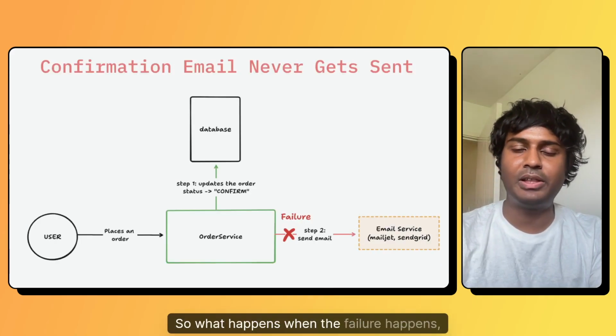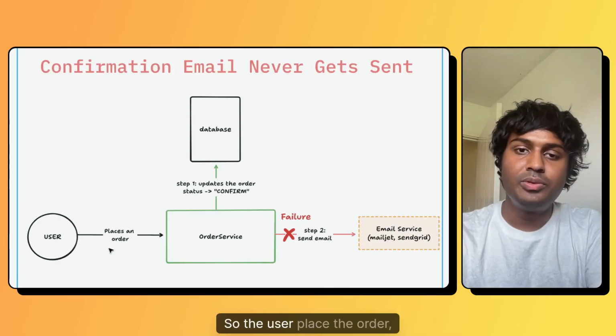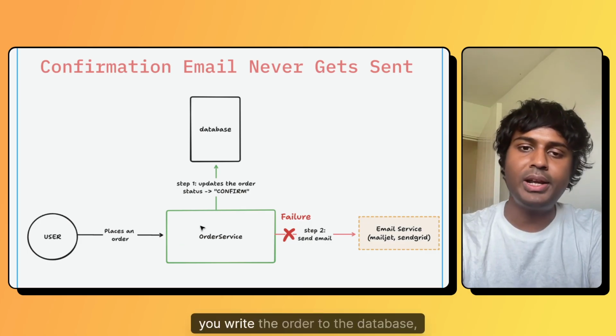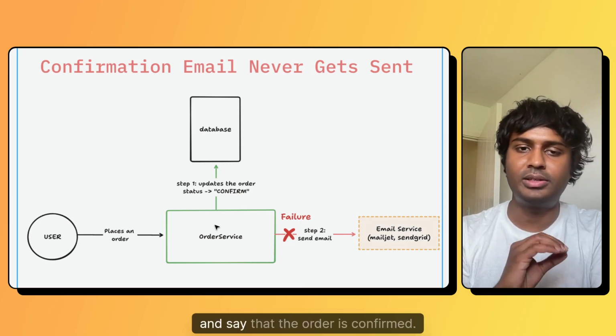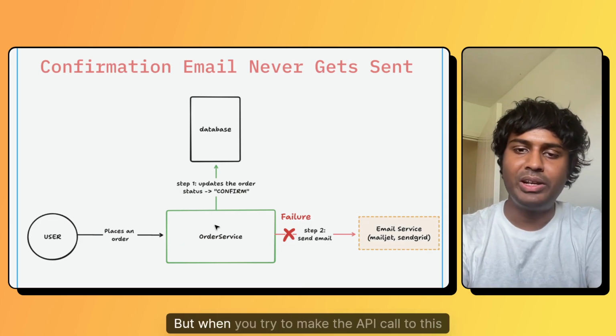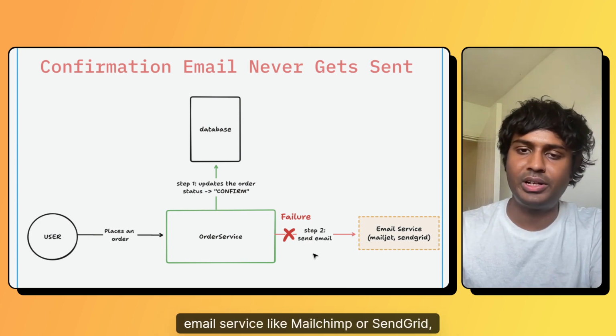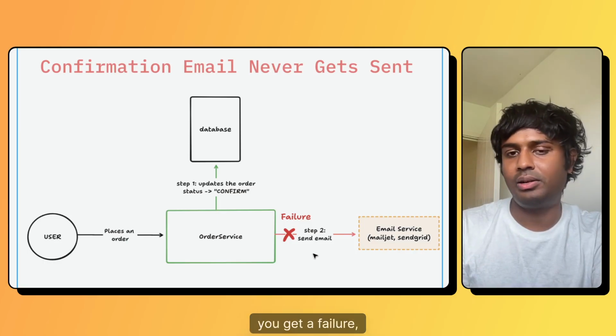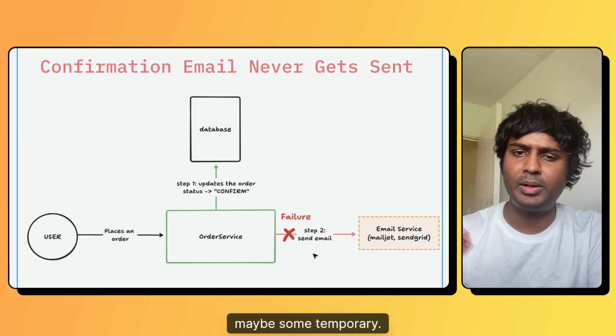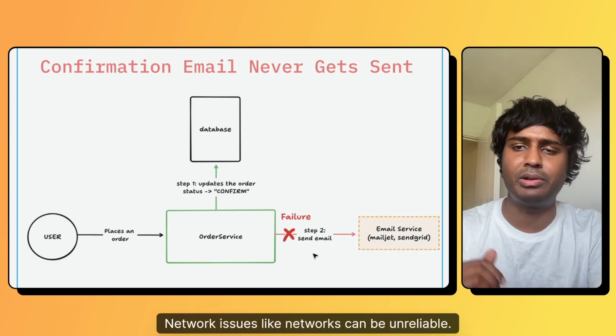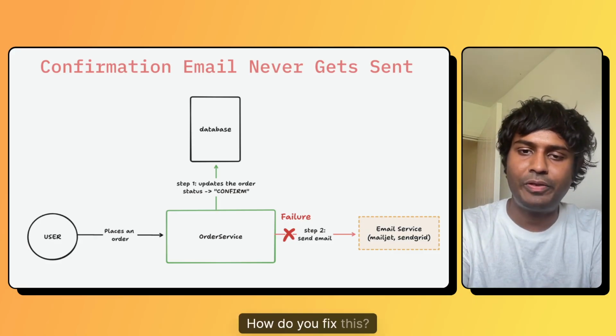So what happens when the failure happens? The user placed the order, you write the order to the database and say that the order is confirmed. But when you try to make the API call to this email service like MailChimp or SendGrid, you get a failure, maybe a timeout, maybe some temporary network issues. Networks can be unreliable. How do you fix this?